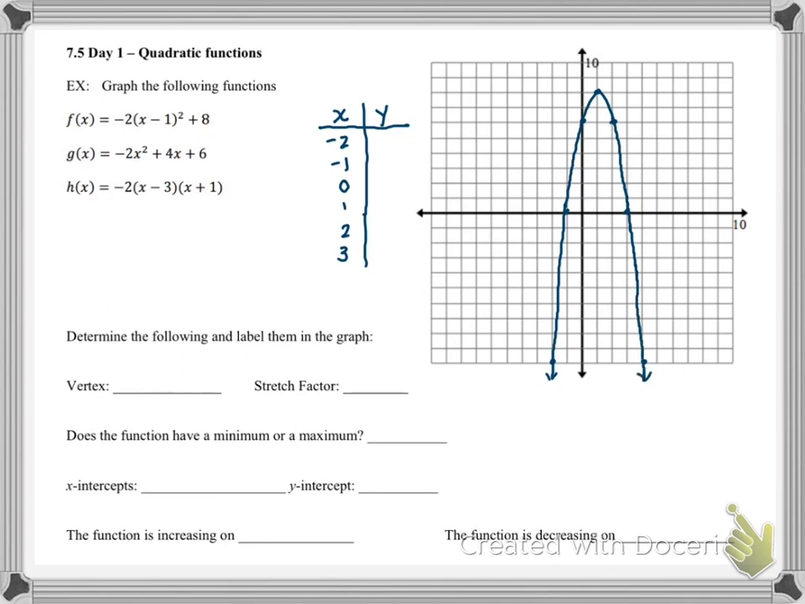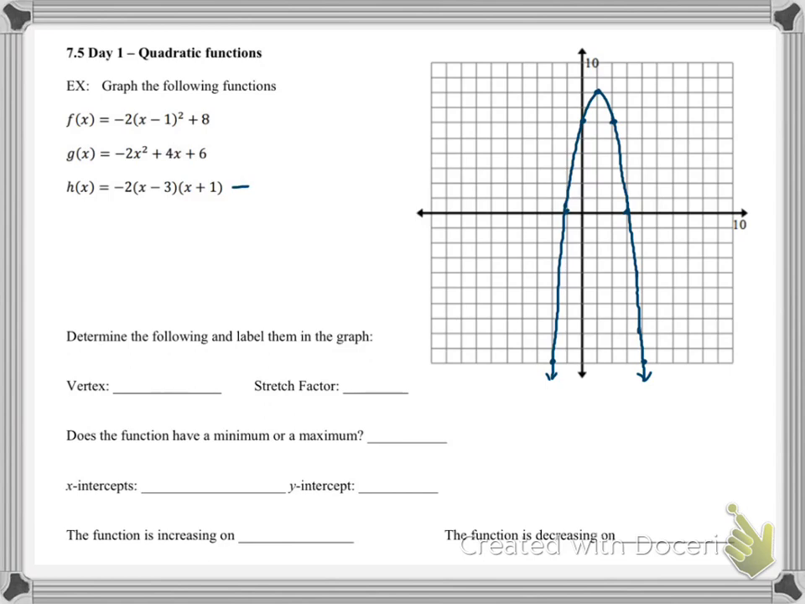Okay, so these are all the same. The functions are just in different forms. So if you were to multiply this out and simplify, you would get this. And if you were to factor g of x, you would get h of x. And if you were to do -2 times x minus 1 times x minus 1 plus 8 and multiply that all out, you would also get g of x. So these functions are actually exactly the same. They just look different because they're in different forms.